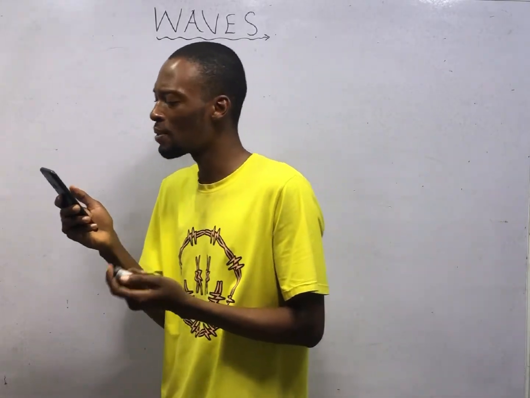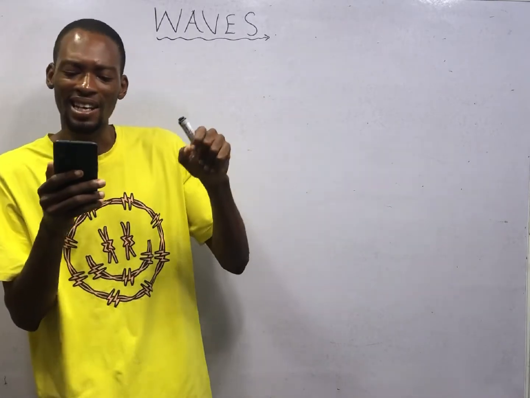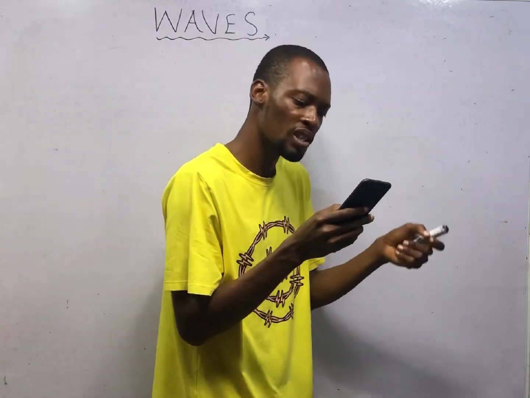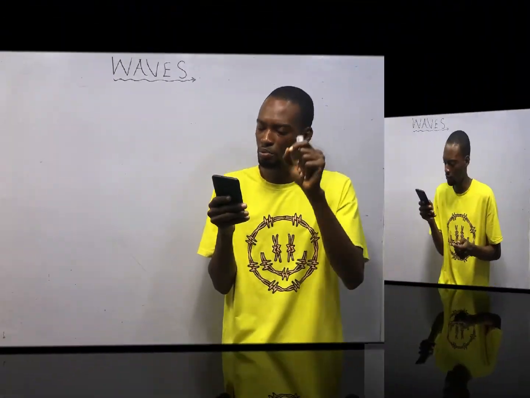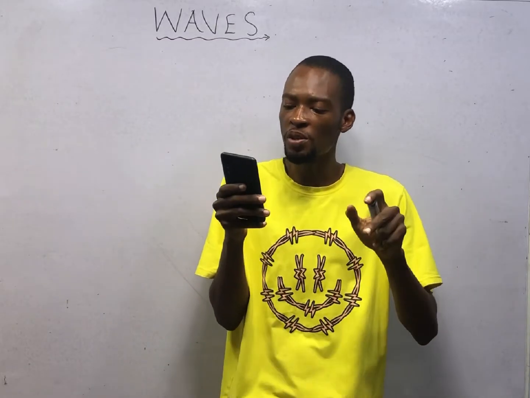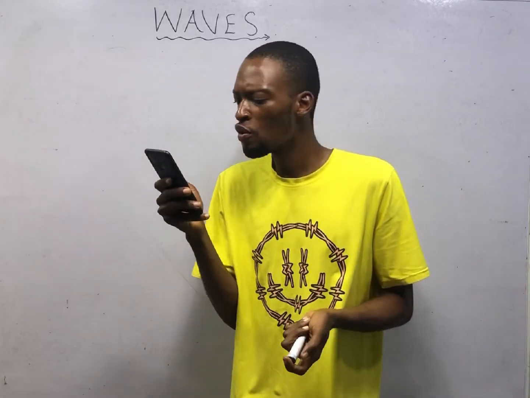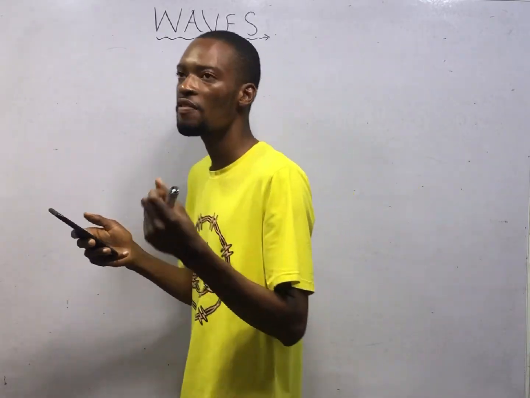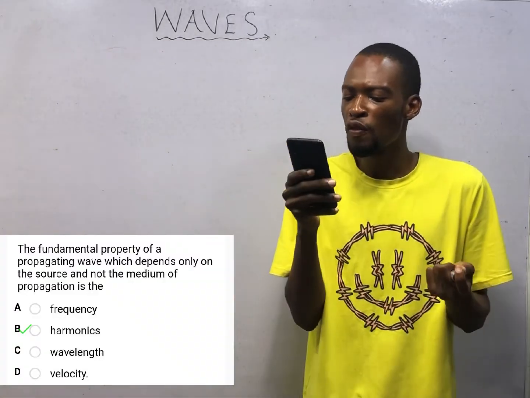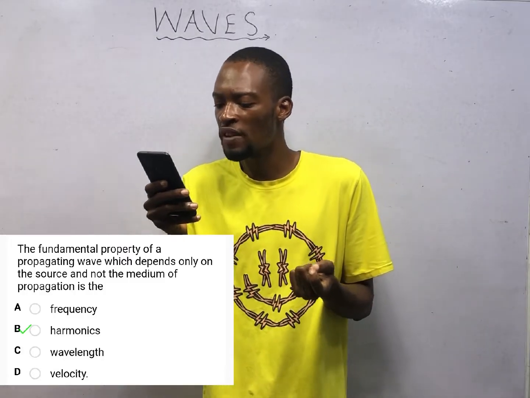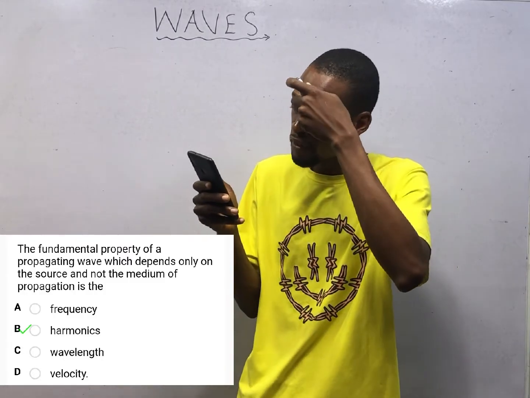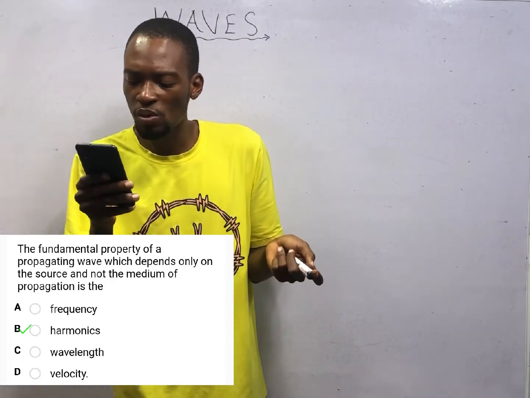And the sound of an electric bell dies slowly when air is slowly pumped from the bottle because sound needs a material medium. The fundamental property of a propagating wave, which depends only on the source and not the medium of propagation, is frequency. Overtone is a term generally applied to higher frequency standing waves, whereas harmonic is reserved for those cases in which the frequencies of the overtones are integral multiples of the fundamental frequency. So overtones or harmonics are also called resonance.